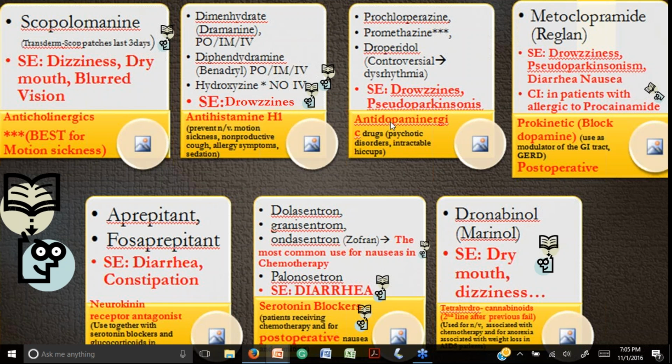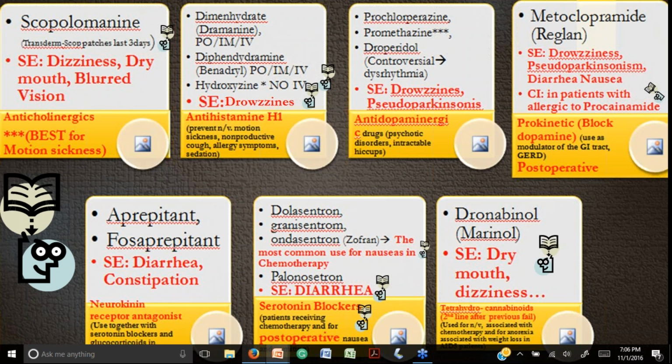All right, then we have the antidopaminergics. Dopamine gives the tone of movement to your muscles. So if you have an antidopaminergic, you start to have shaking, and that is called pseudo-Parkinsonism. We have metoclopramide. As you can remember, metoclopramide is a prokinetic, correct? This prokinetic is used for GERD or gastritis, and it can be used too as an antiemetic.